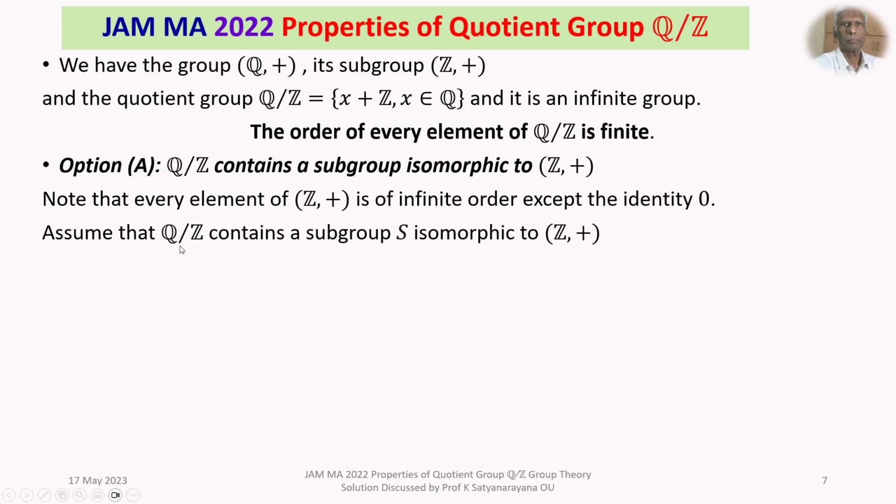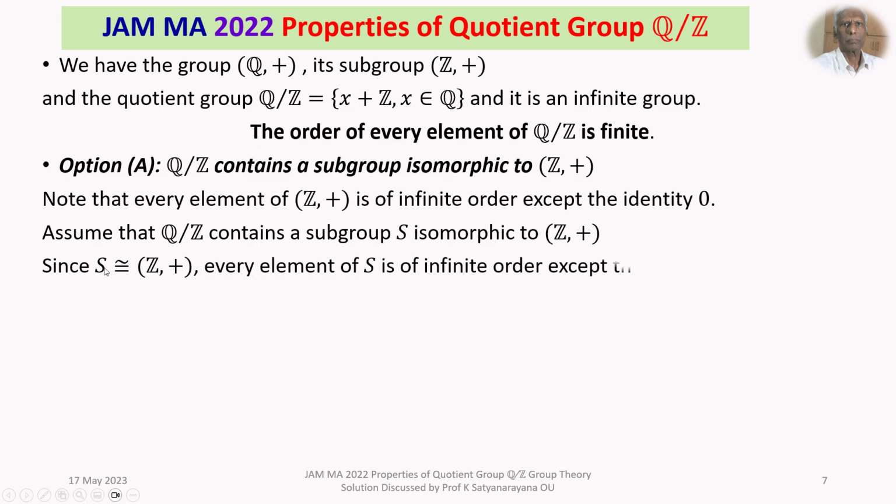So what we are assuming is Q/Z contains a subgroup isomorphic to Z+. Let us say that subgroup is S. Agreed. So what is S? S is a subgroup of Q/Z isomorphic to Z+, and therefore every element of S is of infinite order except the identity element 0 of S, because Z+ has that type of properties. The same properties will be inherited by S also.